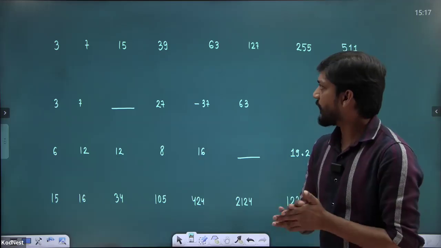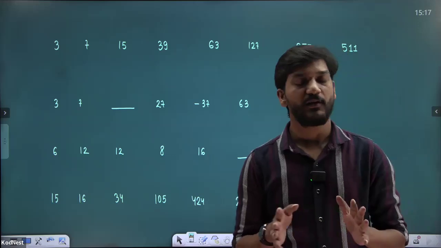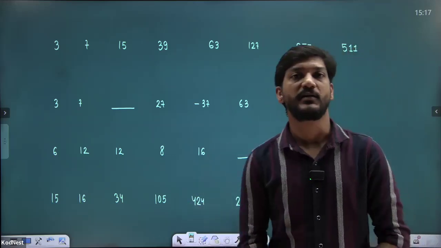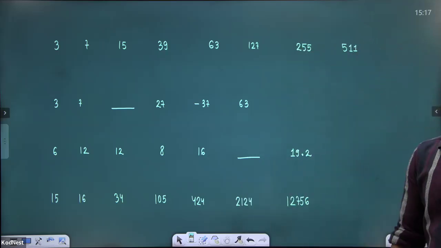All right. So wherever there is a blank space, that means we have to find the missing number. Wherever there is no blank space, that means we have to find the wrong number in the series. So please try to solve it. Just give me a minute.